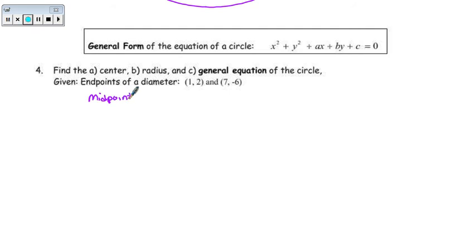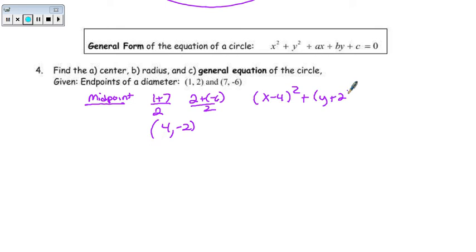So all that geometry is coming back. We're going to add the x's together and divide by 2, which would get us a 4 there. Then we're going to add the y's together and divide by 2. So that would get us a center point of (4, -2), and the equation is x minus 4 squared plus y plus 2 squared would equal the radius squared.